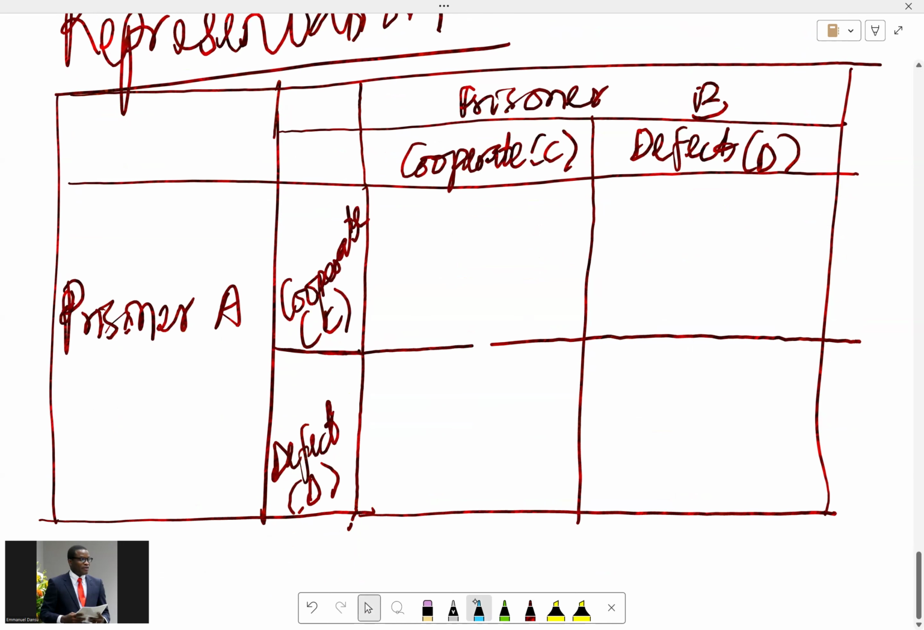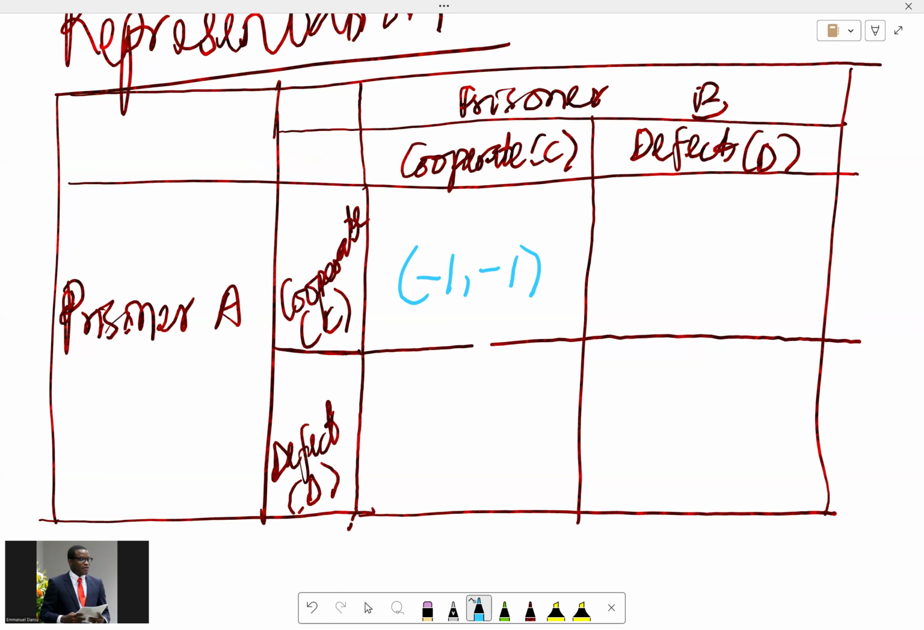Now, the payoffs are what we are going to have in those four boxes. So if prisoner A cooperates and prisoner B also cooperates, they get a sentence of 1 year each. You remember? So they get -1, -1. 1 year is like -1 year of their lives because they'll be spending the 1 year in prison.